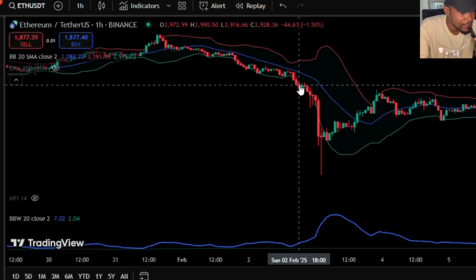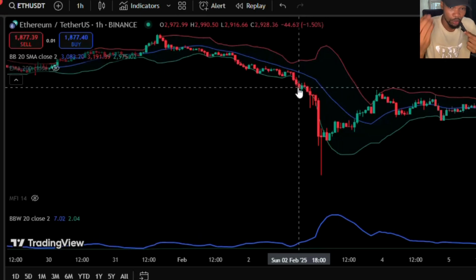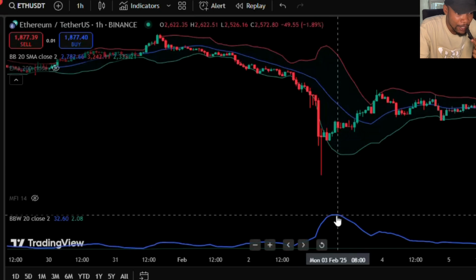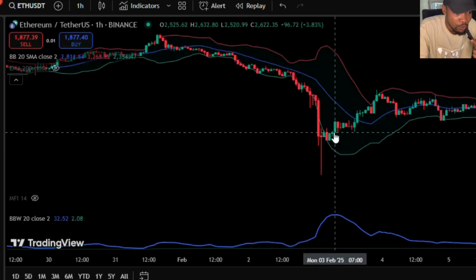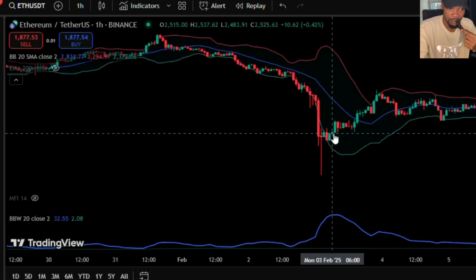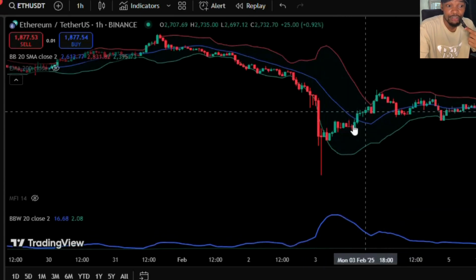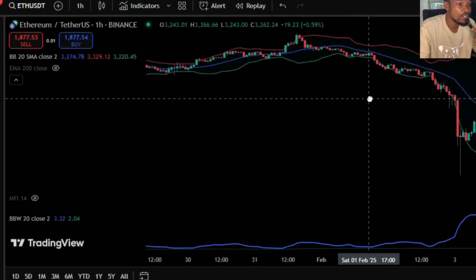You'd have entered a short trade here, of course, for people who trade futures, and you'd have enjoyed it until the peak. This is the peak of the BBW, and this is where you'd have taken your profits, because after here it can start coming down, and you can see the price is retracing back upwards. So this is going to be the end of this class, guys.